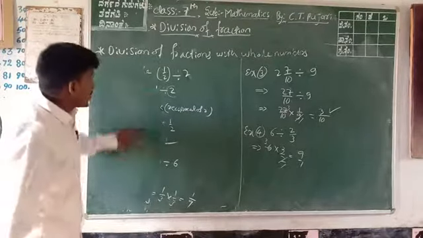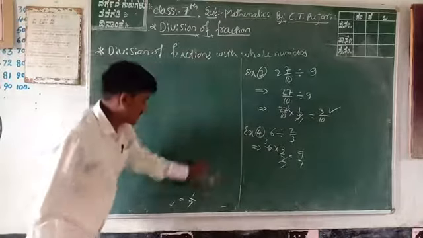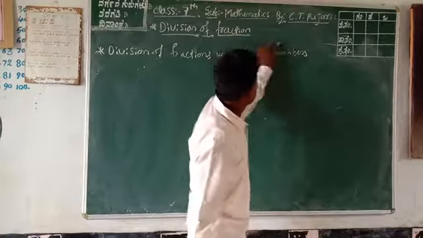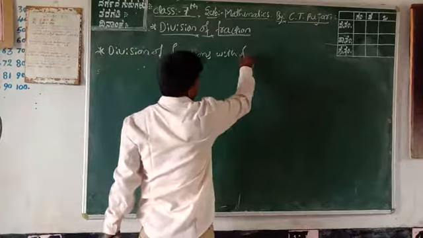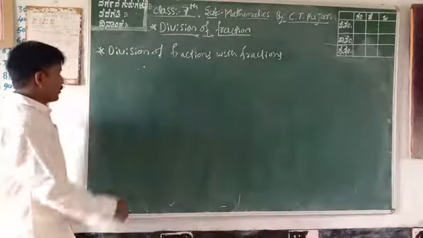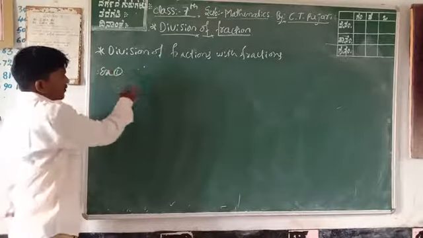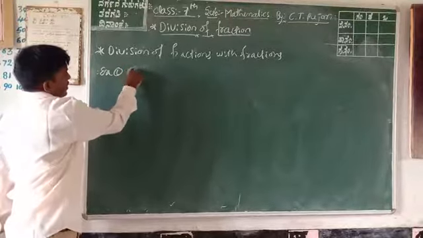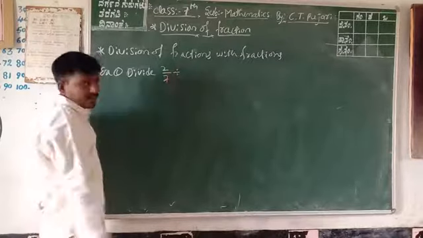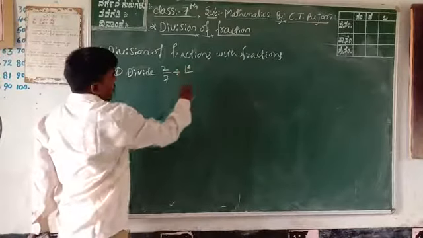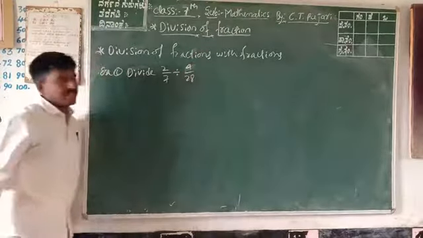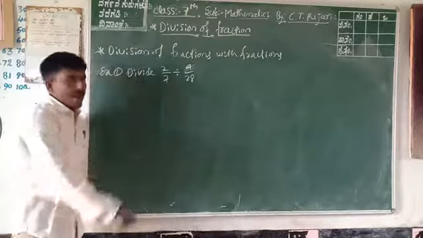The next one is division of fractions with fractions. You can take one example. Example number 1. Divide 2 by 7 divided by 14 by 28, otherwise 4 by 28. You can divide.